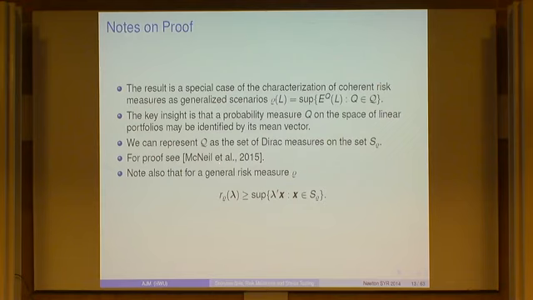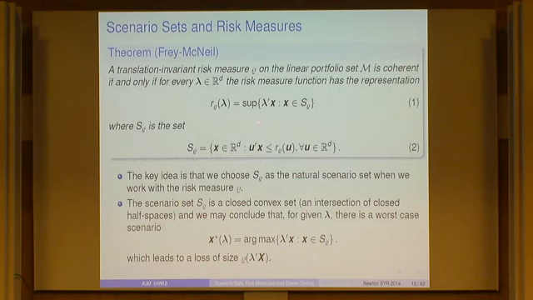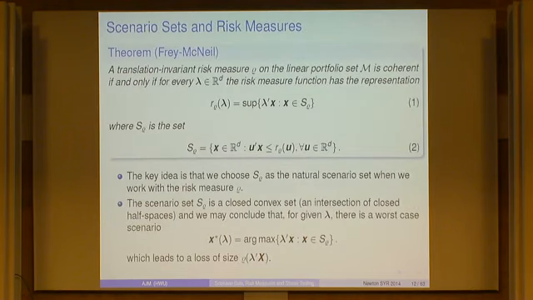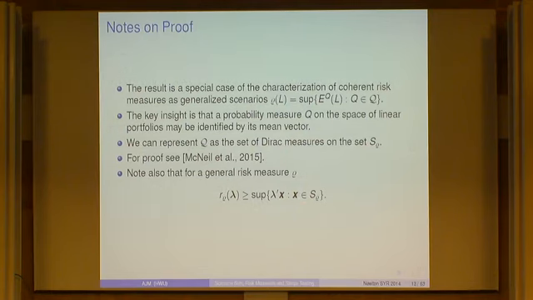Now, just one little note: when equality breaks down, it will break down in this way, that the risk measure function will be larger than the supremum when it breaks down. You have equality when the risk measure is coherent, but if it's not coherent, this may break down, and this will be the direction of the inequality.